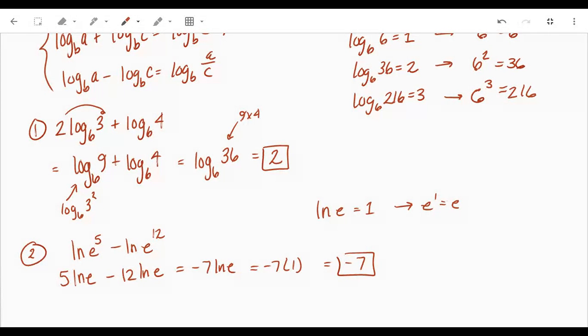Let me see if there's any sort of different one that they might give you. These look pretty standard. But this should be enough for you here. Okay, let's get another one here.